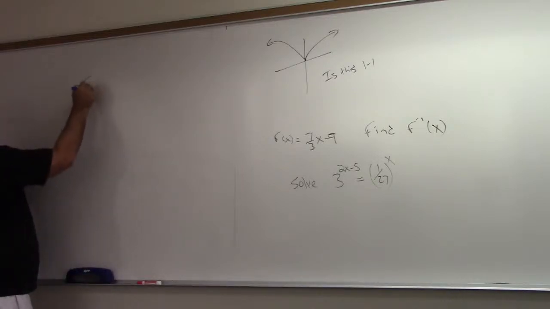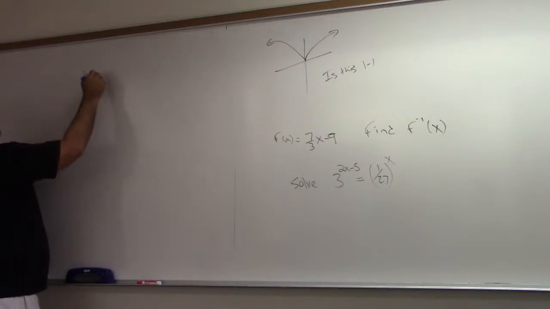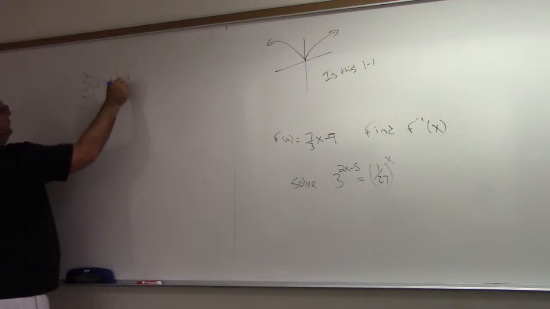So let's go sum n equals 1 to 6, n plus 3 squared minus 4.